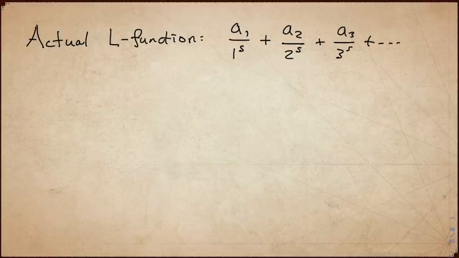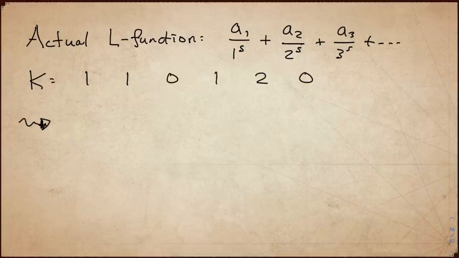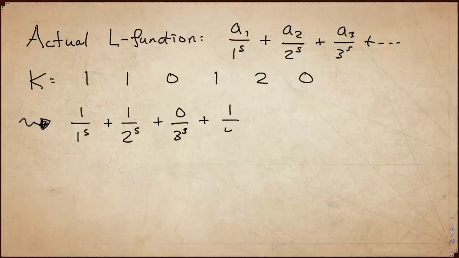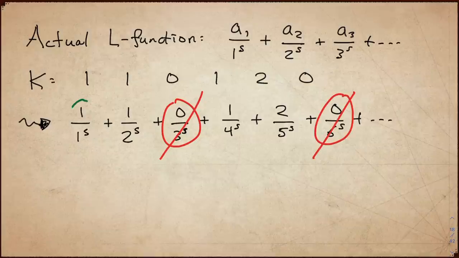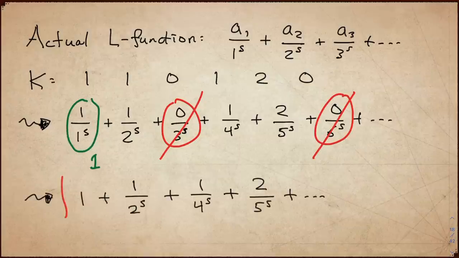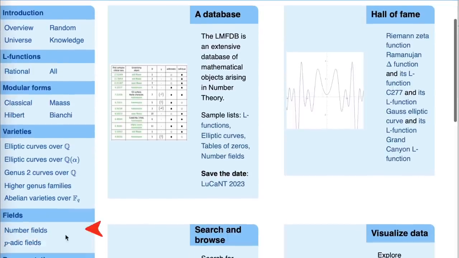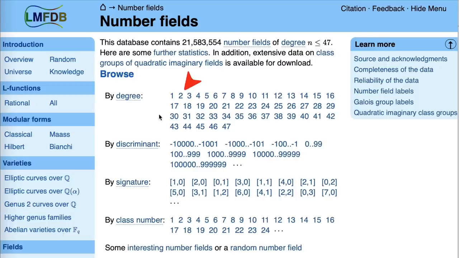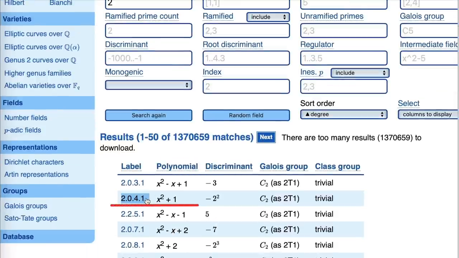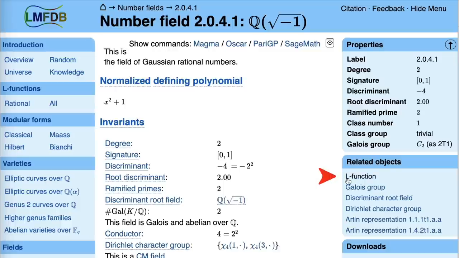Let's take K just to have a concrete example. Here's the sequence. Now, the Dirichlet series looks like this. Some terms are zero and disappear. The first term is always just one. You could find the same Dirichlet series in the LMFDB if you go to number fields, degree 2, choose the label for x squared plus 1, and then click on L function on the right.